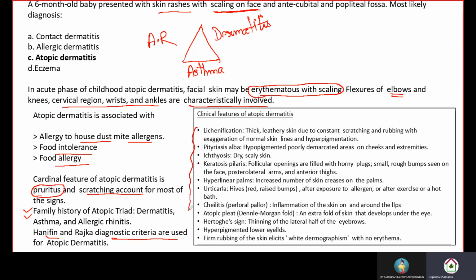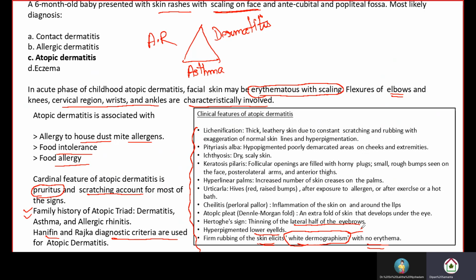And this is the list of clinical features of atopic dermatitis. Lots of features of atopic dermatitis are there: lichenification, pityriasis alba, ichthyosis, keratosis pilaris, hyperlinear palms, cheilitis, Dennie-Morgan folds, Hertoghe's sign, that means thinning of the lateral half of the eyebrows, hyperpigmentation of lower eyelids, firm rubbing of the skin elicits white dermographism with no erythema. Okay, no erythema, but only dermographism.